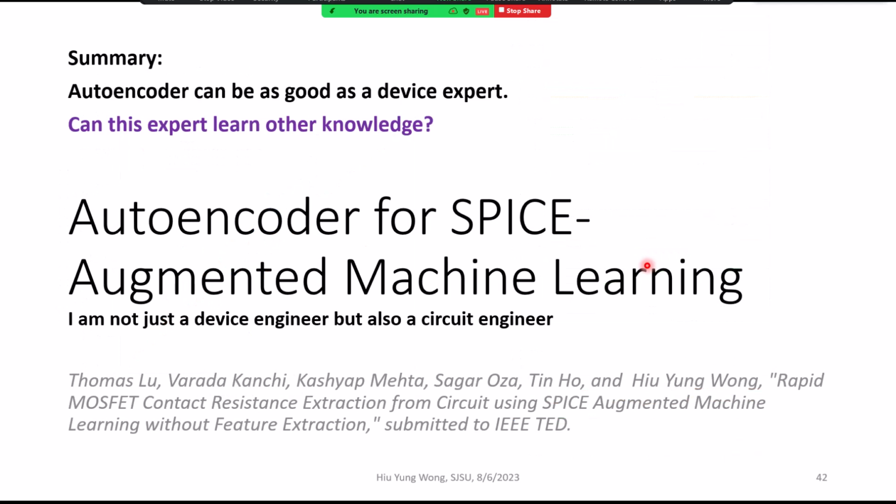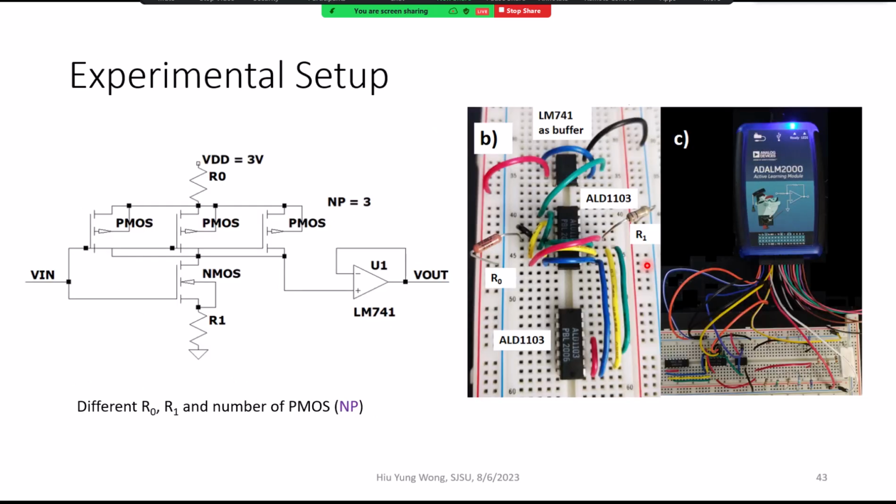Let me also show that the autoencoder is not just useful for device and defect prediction, but can also be used for circuits. In this case, we try to create some circuits. Our students are very smart and very careful. That was during the COVID time. We could only use some very low-grade teaching equipment to do the measurement, which is good because we want noisy data. We create an inverter. In this inverter, we fix the NMOS and have a different number of PMOS. As a result, you have different resistance for the PMOS.